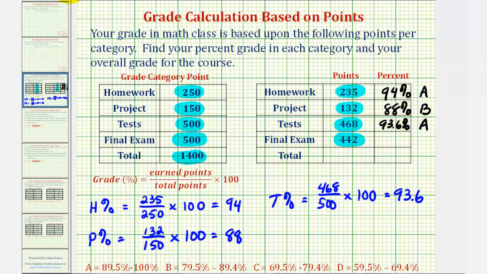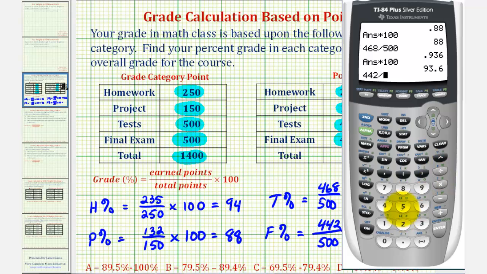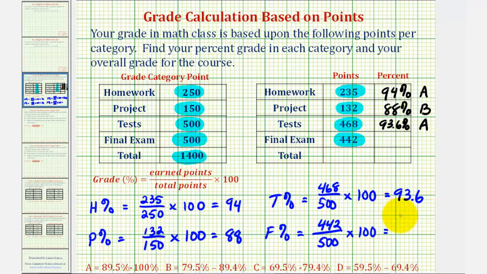And then we have the final exam category, in which you've earned 442 points out of a total of 500. So 442 divided by 500 times 100 would be 88.4%. So this is 88.4, which again means when we express it as percentage, we have to add the percent symbol. So we have 88.4%. Looking at the grade scale here, that would be a B.